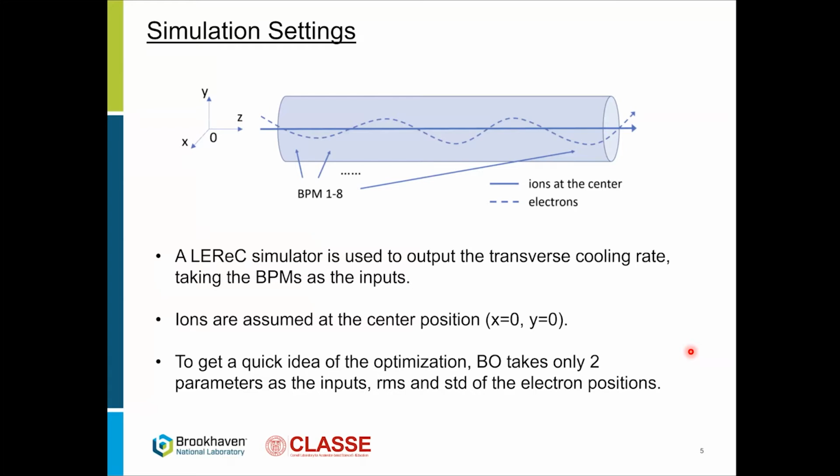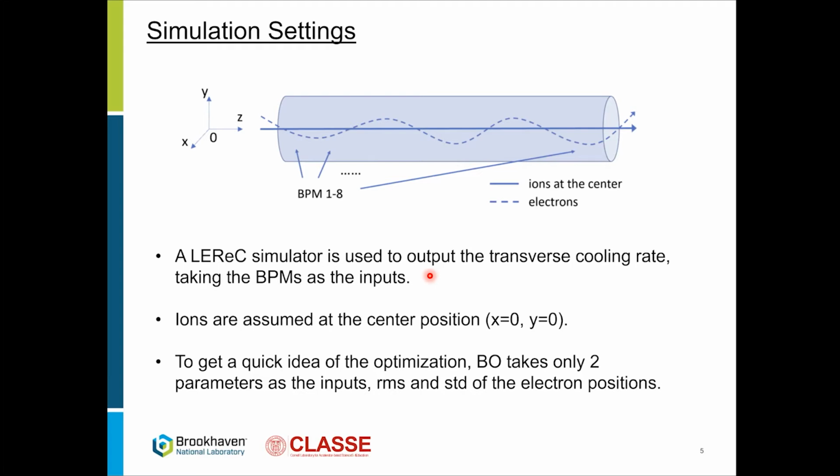Before the real experiment, we did a simulation to get a feeling of how the BO method can work in this optimization task. And here's an illustration of the scenario. The electrons travel in the cooling section, like they do in the real world, and the ions are assumed in the center. There are 8 BPMs along the cooling section. For the simulation, we use a simulator so as not to interrupt the normal operation of the live system.